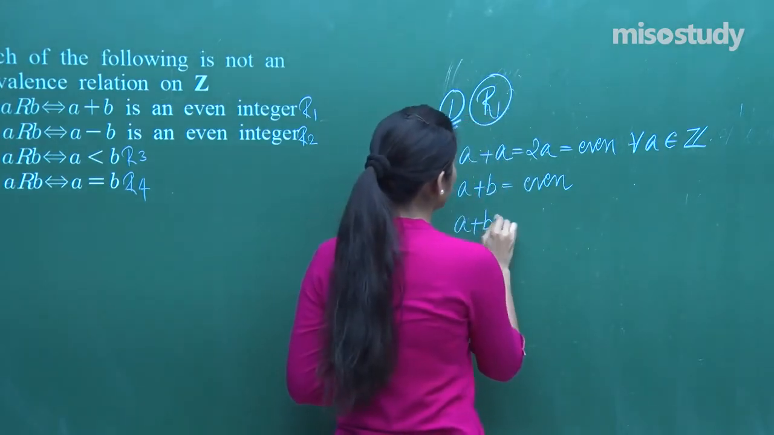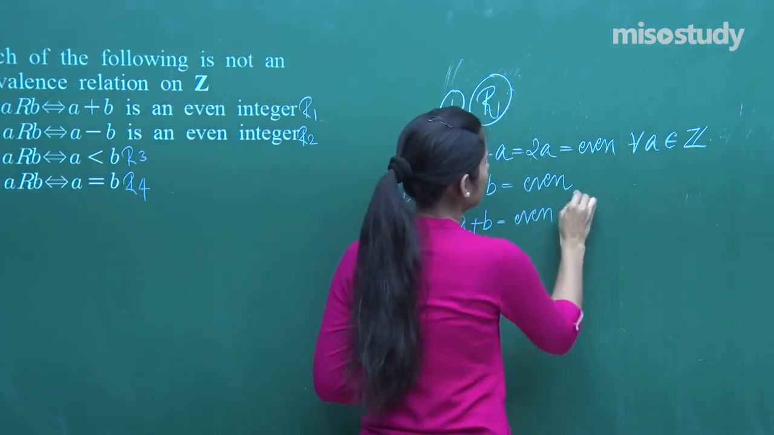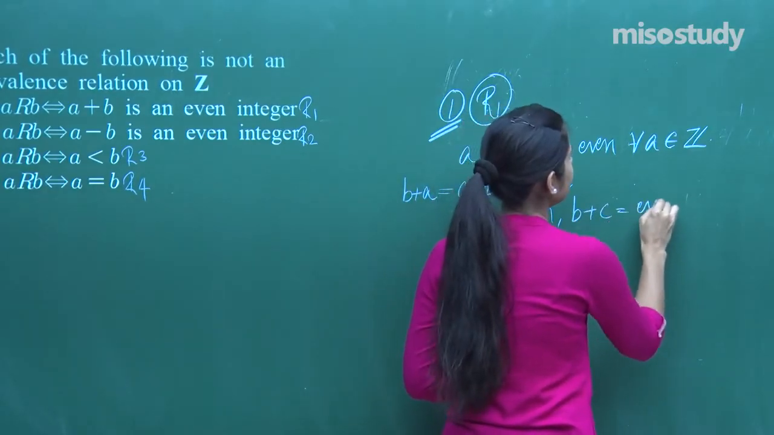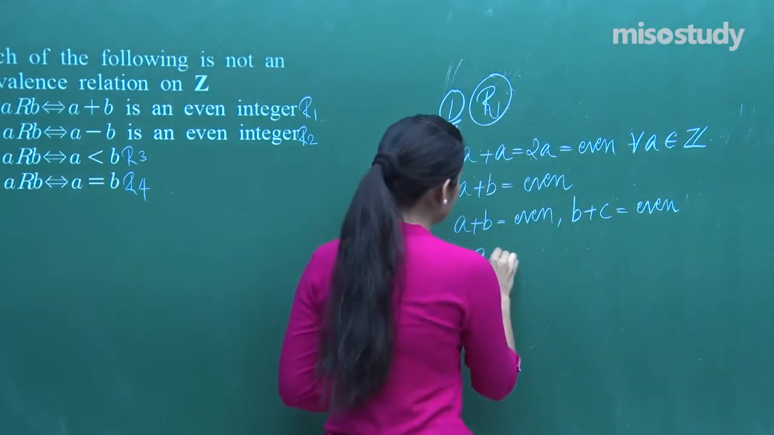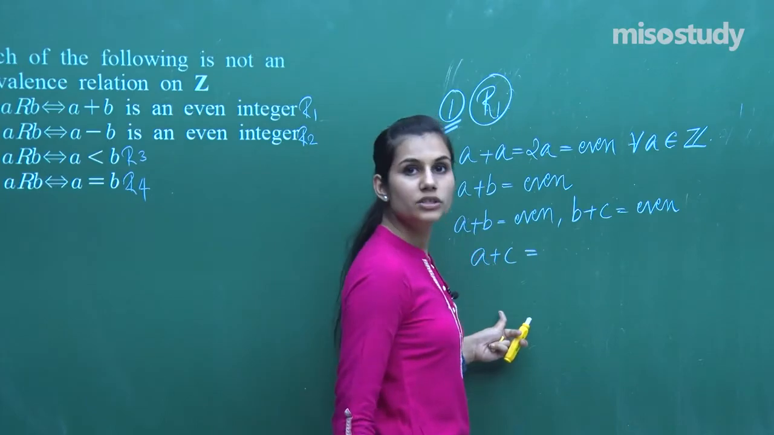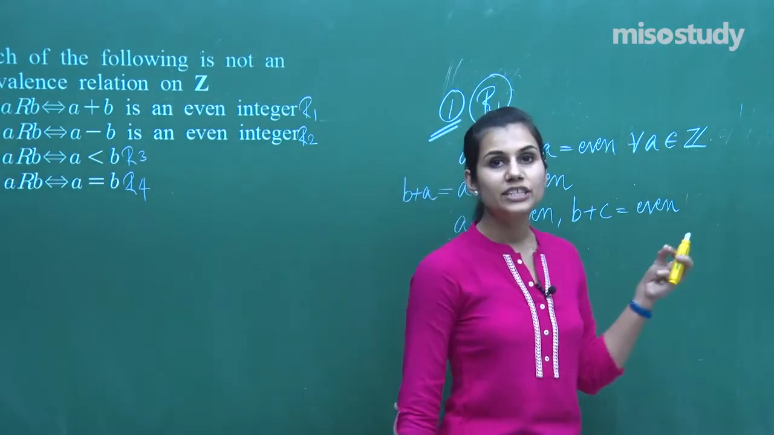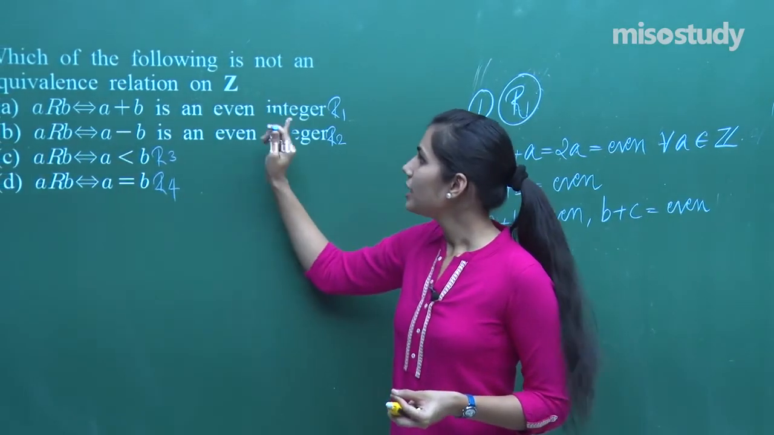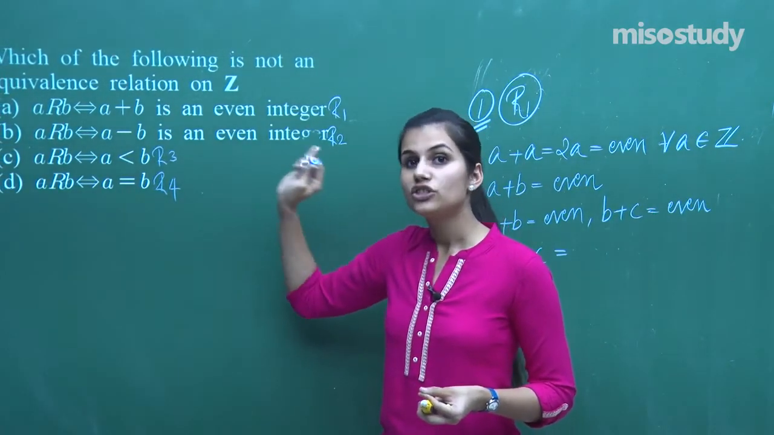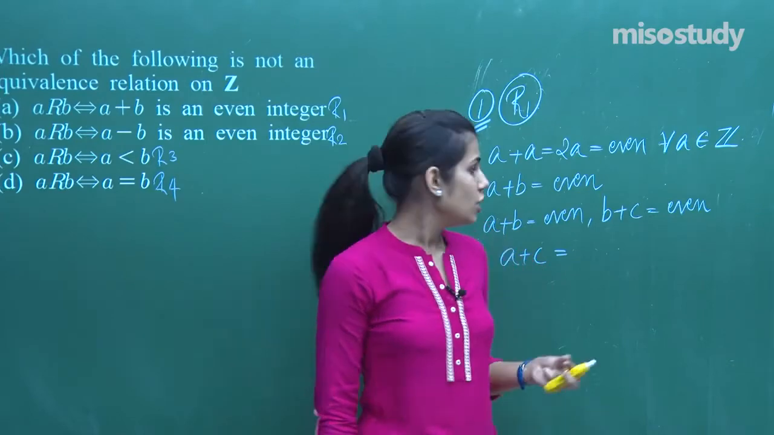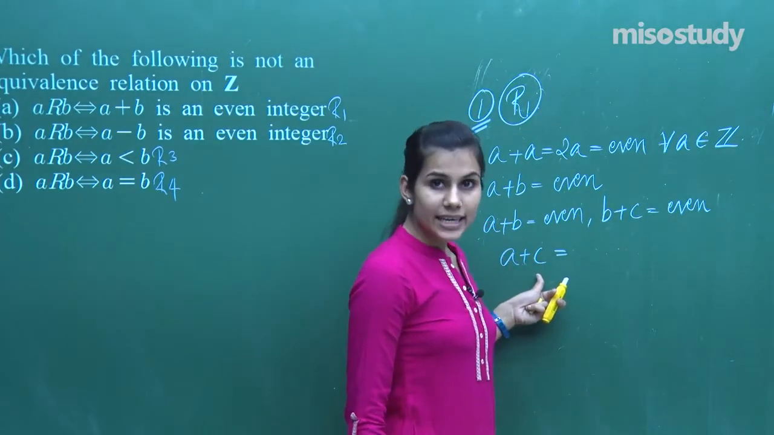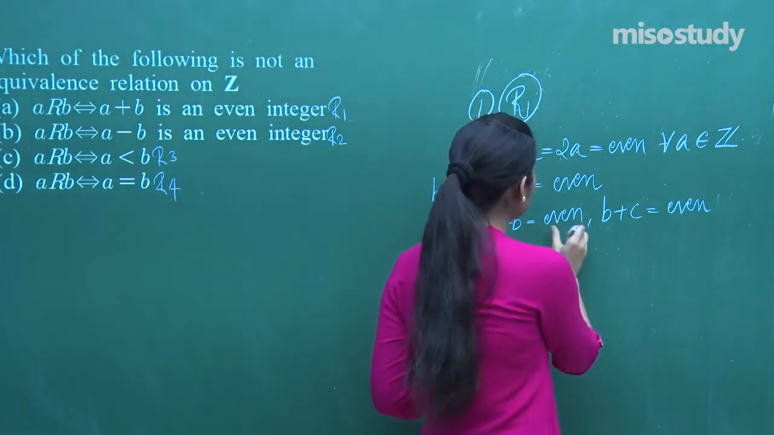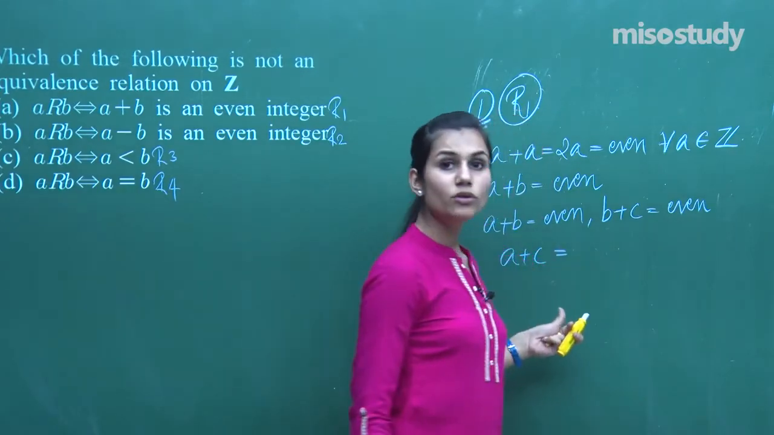If A plus B is even, B plus C is even, then A plus C is what? So, if A is related to B, and B is related to C, is A related to C or not, is what I have to see. So, for A plus C, I have A plus B is even, B plus C is even. What about A plus C?